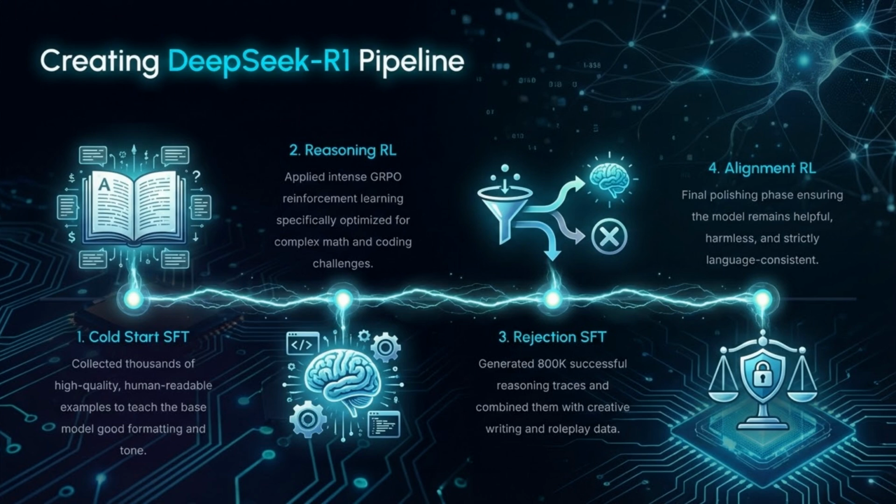The DeepSeek R1 pipeline starts with cold start SFT, collecting high-quality examples. Then, reasoning RL applies GRPO. Next, rejection SFT generates successful reasoning traces. Finally, alignment RL ensures the model is helpful and language consistent.